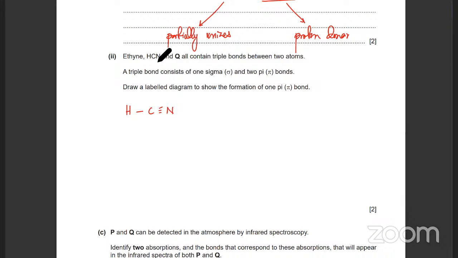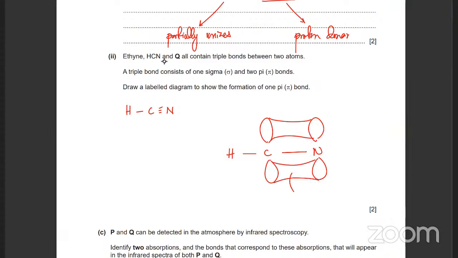So when you just have to draw a pi bond, they just want to show you one pi bond. It's a sideways overlap of orbitals, and you're going to tell them. You can shade this. So that's it, that's your pi bond.